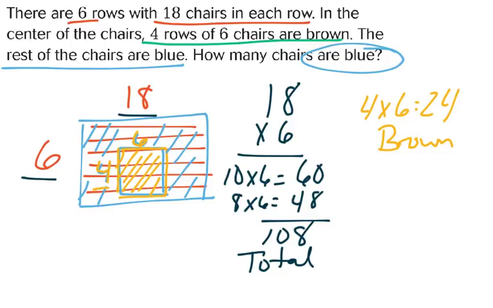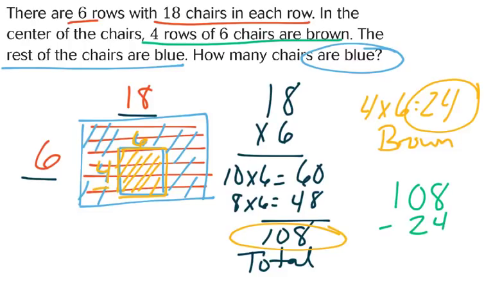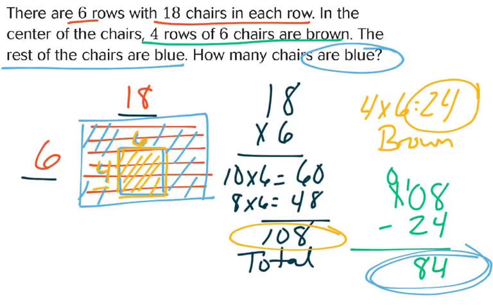In order for me to find my blue ones, I need to take my brown and subtract it from my total. So 108 minus 24. 8 minus 4 is 4. Now I'm going to borrow over here. That becomes a 0, and my 0 becomes a 10. 10 minus 2 is 8. So how many blue chairs do I have? I have 84 blue chairs. Okay?